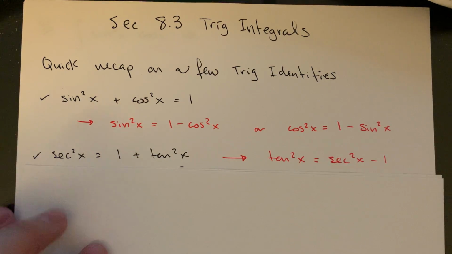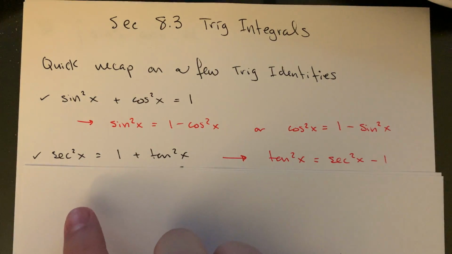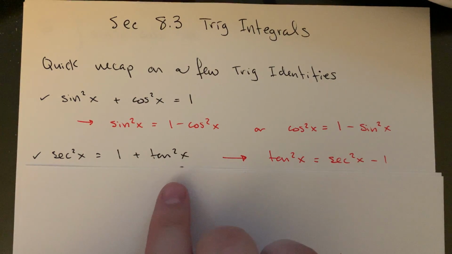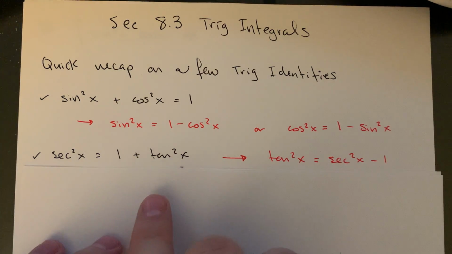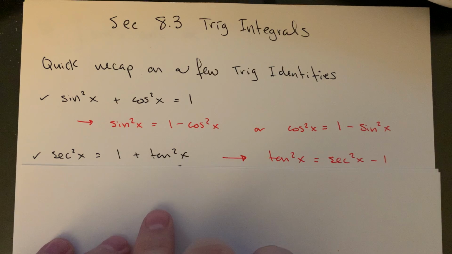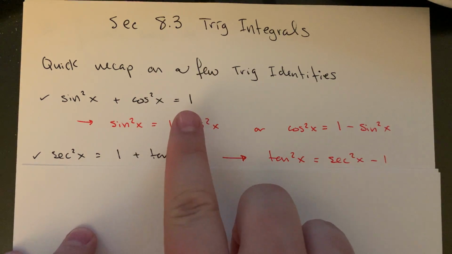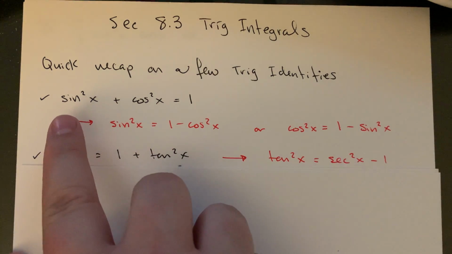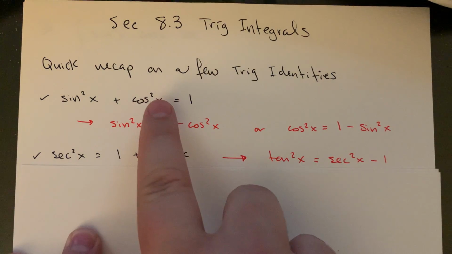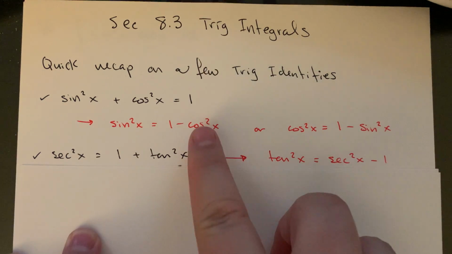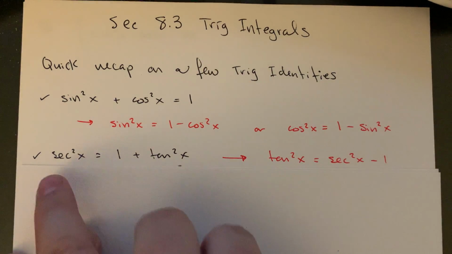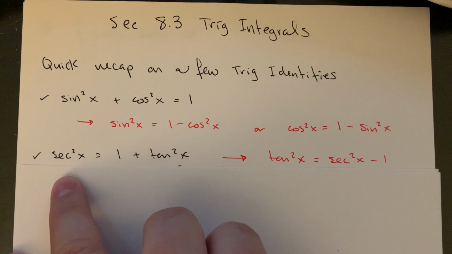Another version of this is secant squared is 1 plus the tangent squared. That's a similar form, but a little bit different with secant and tangent and where everything ends up. Essentially that's created if you take the original Pythagorean identity and divide everything by cosine squared. Sine squared over cosine squared would be the tangent squared, cosine squared over cosine squared would be the 1, and then 1 over cosine squared, right? 1 over cosine is secant, so that would be secant squared.